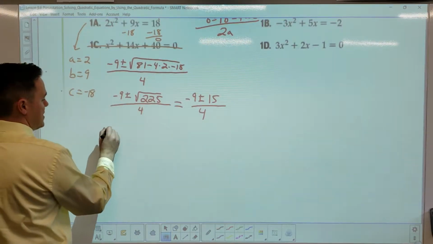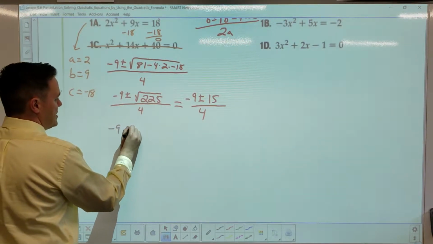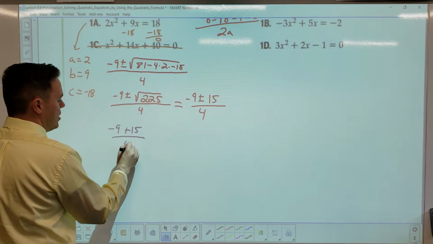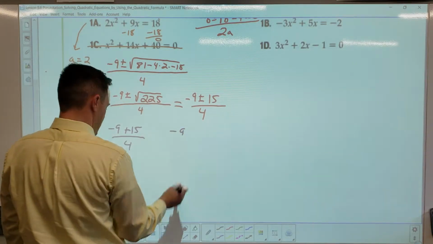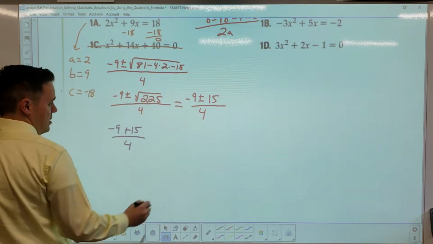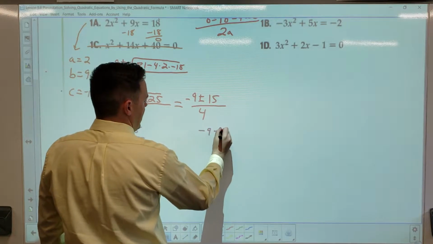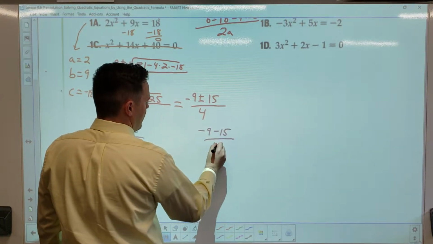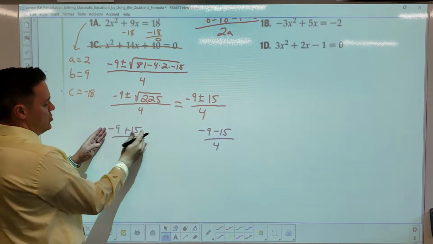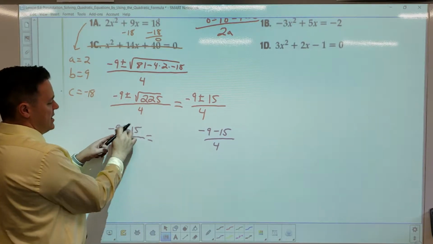Now when you split it up, it's going to be negative 9 plus 15 over 4, and it's going to be negative 9 minus 15 over 4. Okay, so now do your math. All right, this one's set up, it's pretty nice.